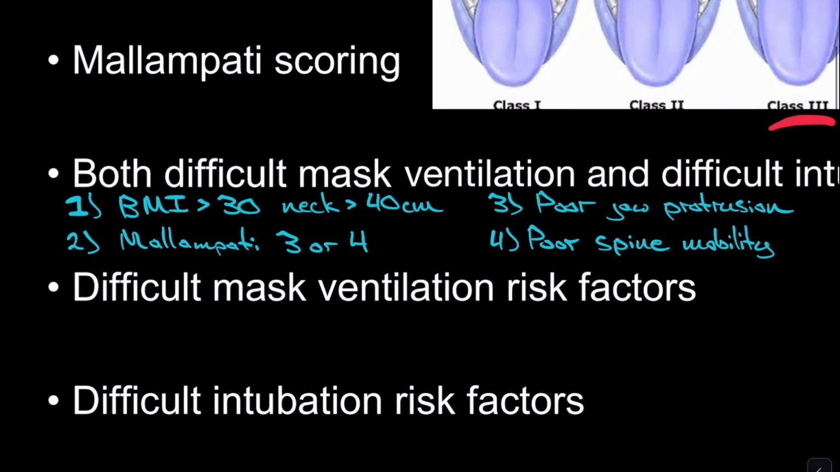A couple risk factors for just difficult mask ventilation would actually be being male sex, edentulous, so having dentures or not having teeth. It was interesting in the Baby Miller textbook. They said that if you suspect difficulty mask ventilating a patient who is edentulous, you could actually ask them to leave their dentures in if they were well secured.